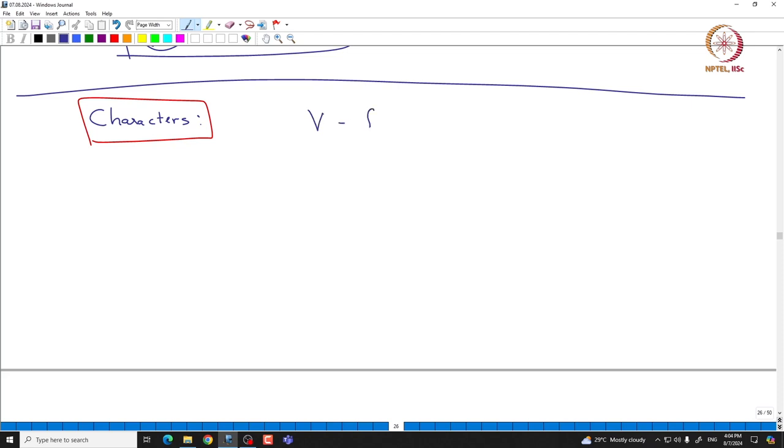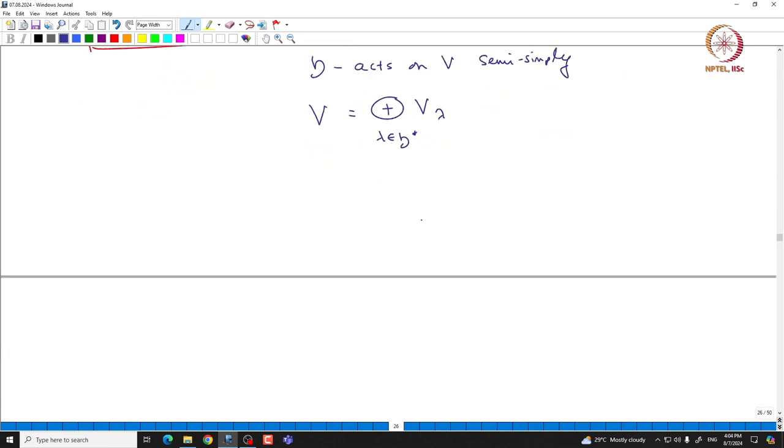So, if you start with a finite dimensional representation V of G, we know that H acts on V semi-simply. Then we can talk about the weight space decomposition: you take the direct sum of V_lambda, lambda in H star. Now what is the character of V with respect to the action of H, denoted ch_H V? It is the formal sum which encodes all the data that we are interested in: the sum of dimension of V_lambda times e^lambda, where lambda comes from H star.